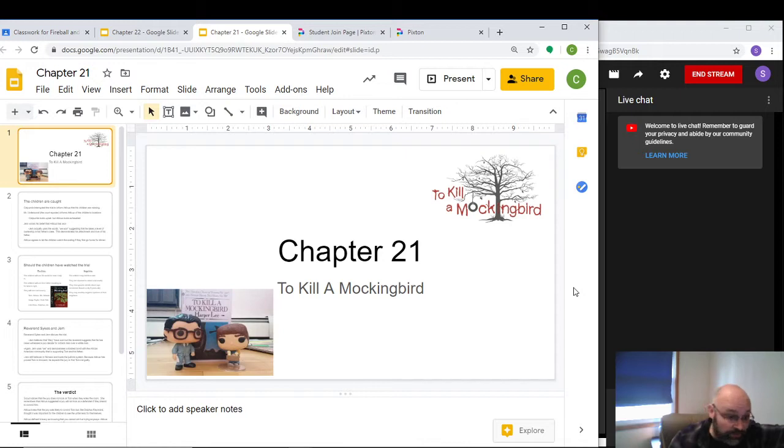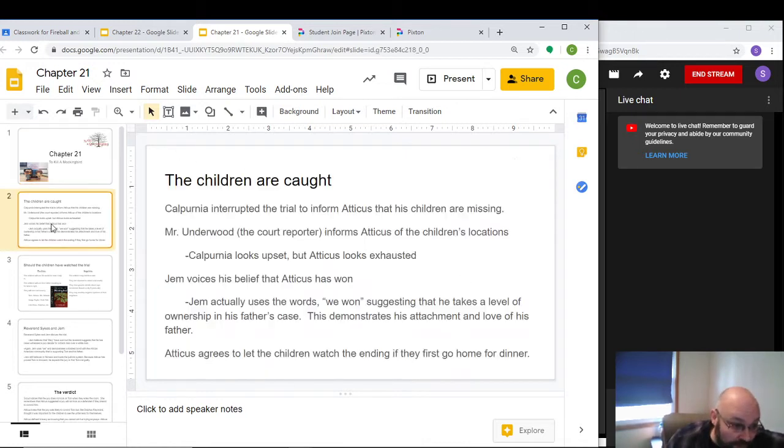So chapter 21. Chapter 21 is the chapter where we find out who won the court case. The chapter begins with the children being caught. No one was aware of exactly where they were sitting other than a few people. Mr. Underwood, the court reporter, actually kind of tells Atticus that the children are upstairs with the African American population. It is kind of telling that he doesn't tell Atticus until after Calpurnia interrupts the trial to inform Atticus that the children are missing.